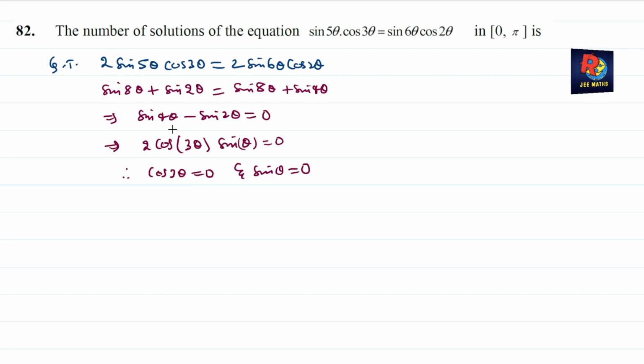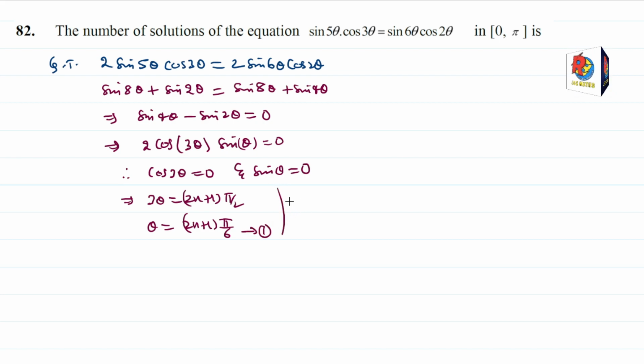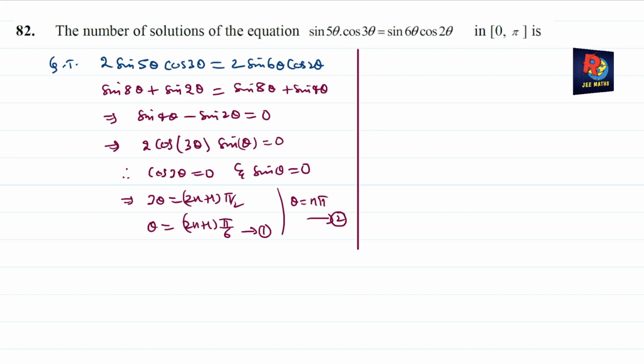So if cos 3 theta equals 0, then the general solution is 3 theta equals (2n plus 1) into pi by 2, so theta equals (2n plus 1) into pi by 6. Let us assume that this is equation 1. Sin theta equals 0, general solution is n pi. Let us assume that this is equation 2. Now here you can observe that we need to take theta belongs to 0 to pi only.